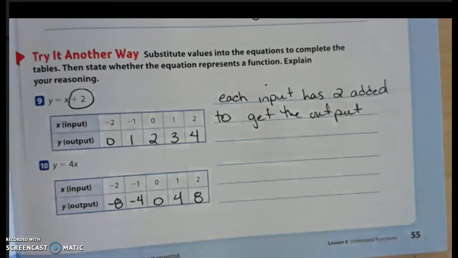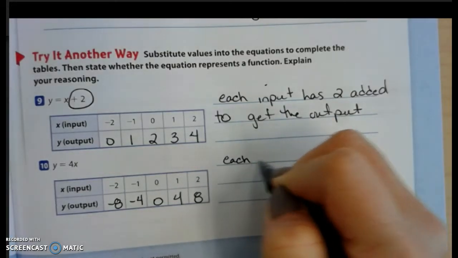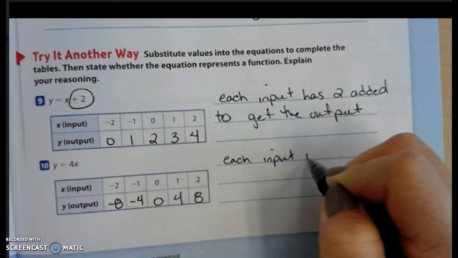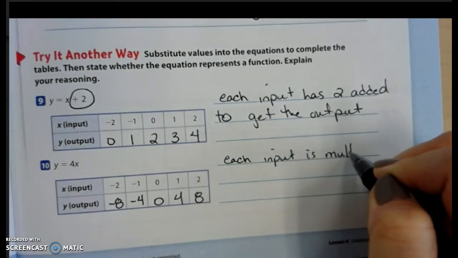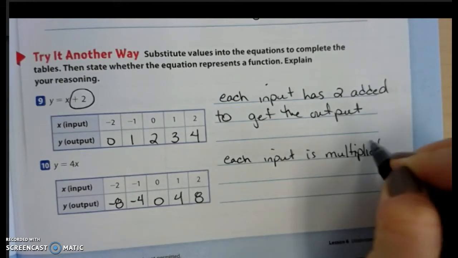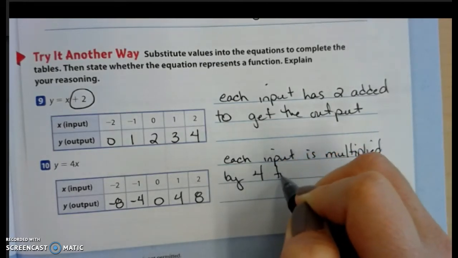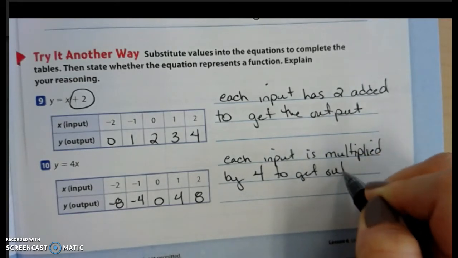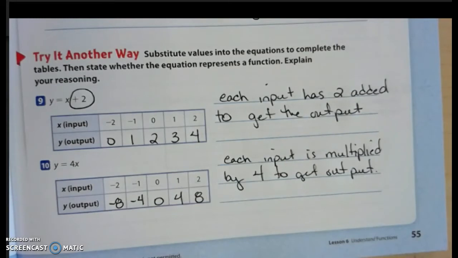Now, is it a function? All of my inputs are only used one time, so yes, it is a function. The pattern is multiplying by 4. So each input is multiplied by 4 to get the output. It is a function. If we perform the same operation every time, we're going to get the same result every time.